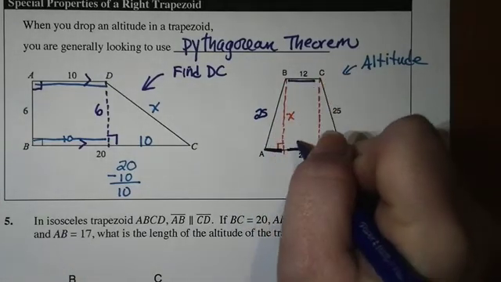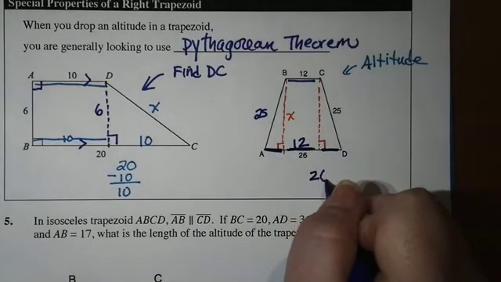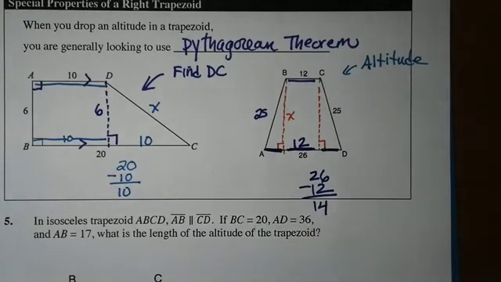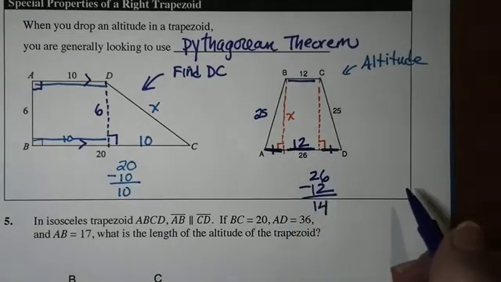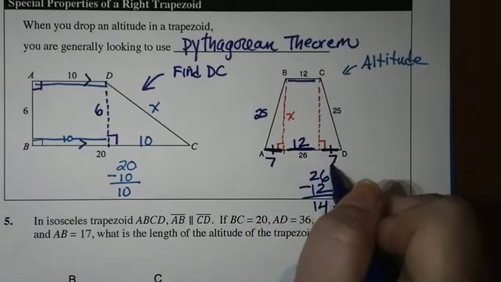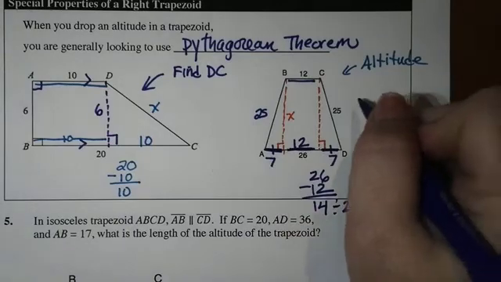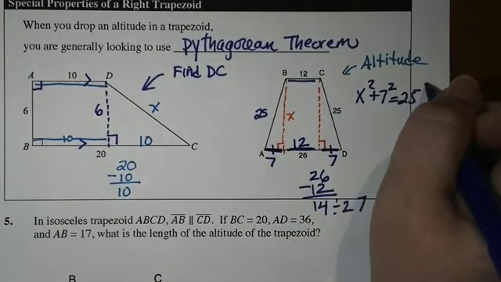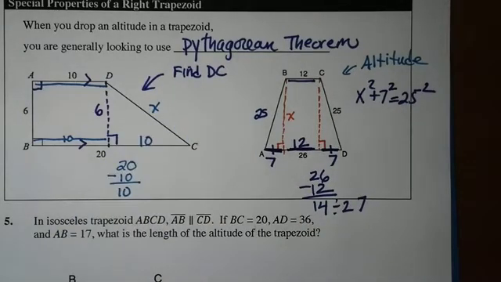If BC is 12, this middle section is 12. So 26 minus 12 leaves us 14. Now the whole point is those two pieces are congruent. Cut that right in half, you've got 7 and 7. So now, if you were looking to find the altitude right there, leg squared plus leg squared equals the hypotenuse squared, and you could use your Pythagorean theorem to solve.